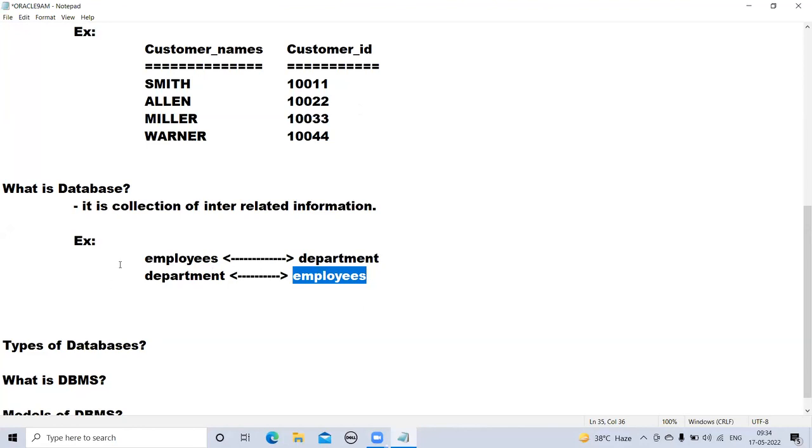For example, if there are no employees, can I say there is no department? Yes or no? Just think about it. No employees, no department. And in the same pattern, can I say no department, and there are no employees? Is it correct?